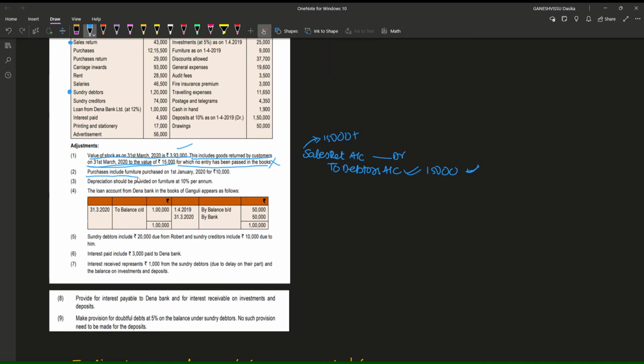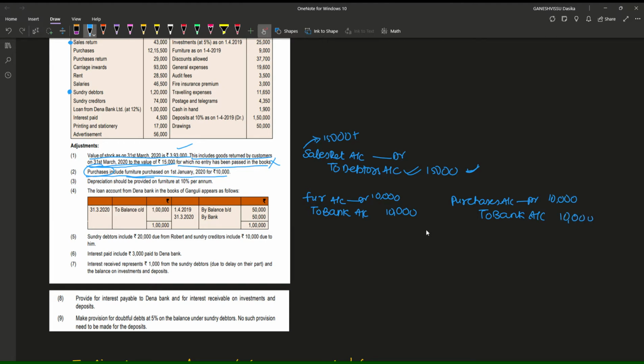Purchases include furniture purchased on January 1st, 2020 for rupees 10,000. What happened here? There is a furniture purchase for which we should record the entry furniture account debit to bank account, which is 10,000 rupees. But the entry we have recorded is purchases account debit to bank account. That means we have treated this furniture purchase as a normal goods purchase for rupees 10,000.